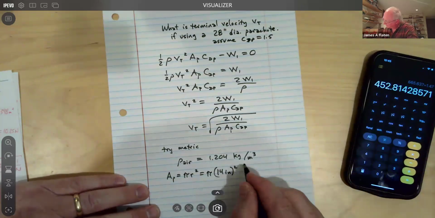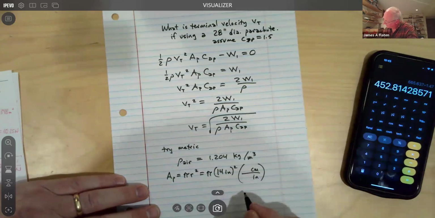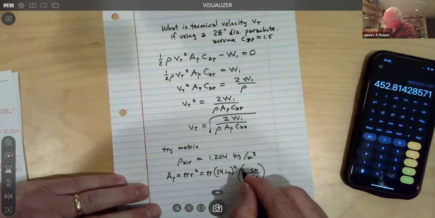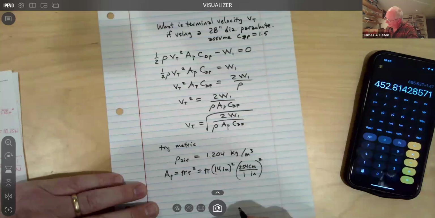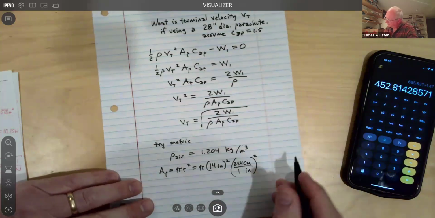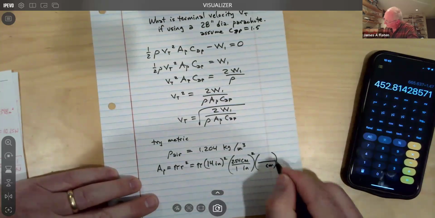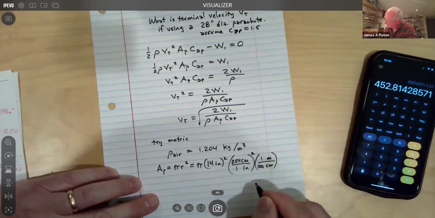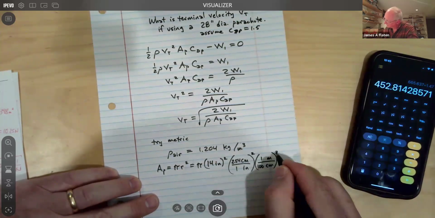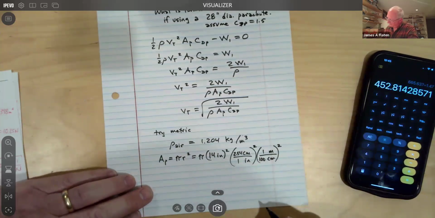I think I actually know one of those. The relationship between inches and centimeters is that 1 inch is 2.54 centimeters. And since inches are squared, I'm going to have to do that twice. And then ultimately, I will in fact want this to be in meters. So I'm going to change centimeters to meters by saying there are 100 centimeters in 1 meter. And since there's centimeters squared here, I'm going to have to do that twice as well, to the power 2.